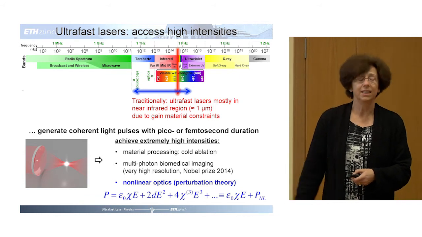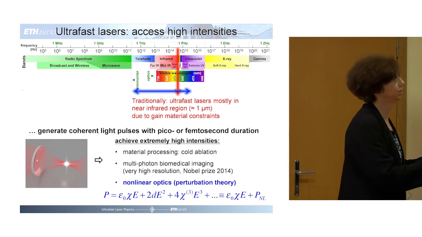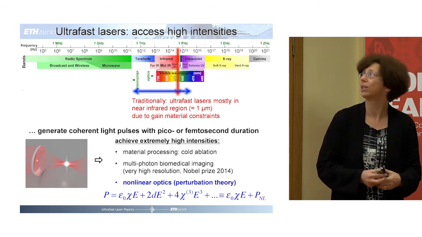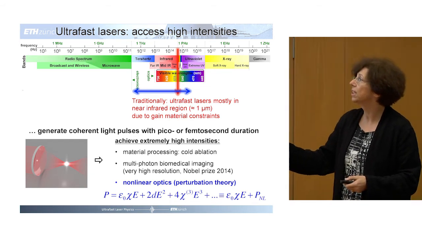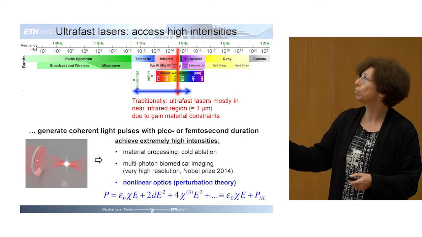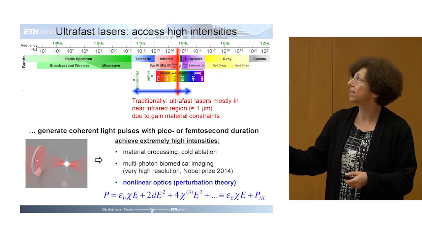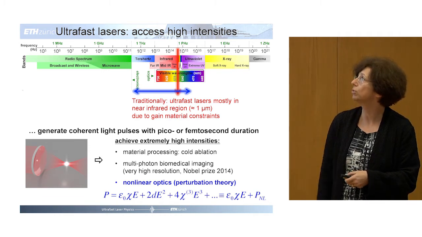This basically tells you why we have been pushing over the years to shorter and shorter pulse durations, because the shorter the pulses, the better your time resolution. This summarizes it: initially, in the 70s and 80s, it was all dominated by the dye laser, and the shortest pulses with the dye laser were 27 femtoseconds, and only external compression got it down to 6.